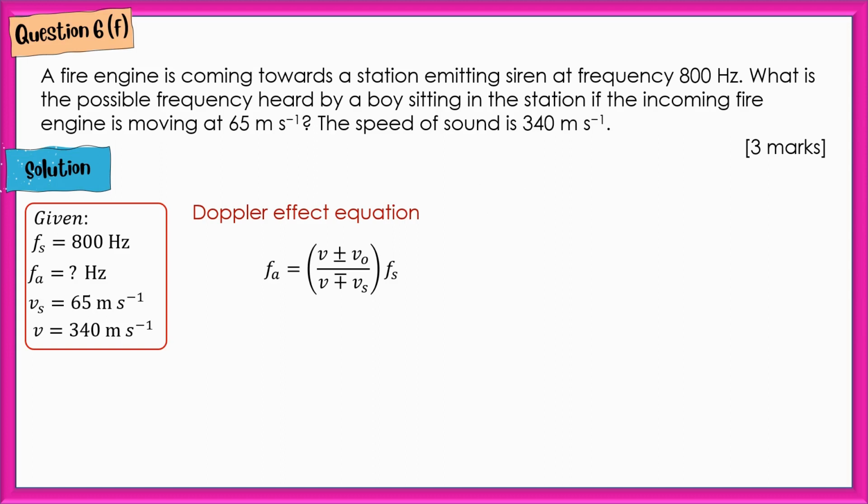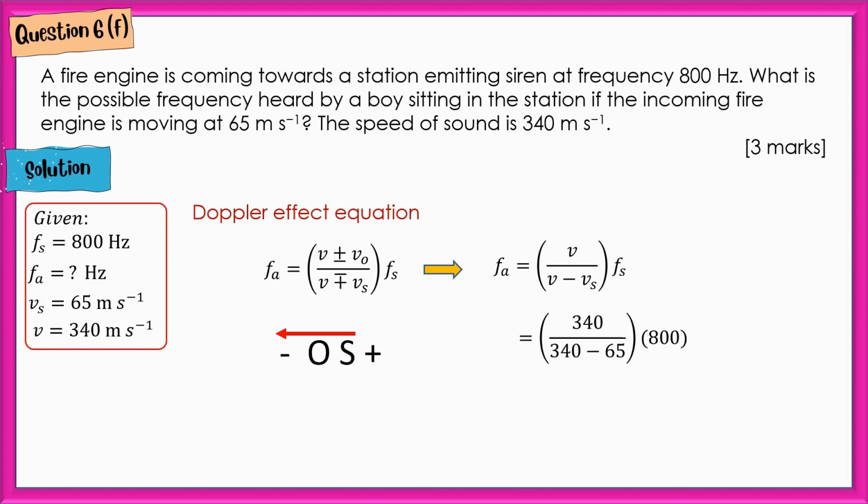And for the Vs, we refer to this concept. Vs is now moving toward the stationary observer, so the sign that we will use is negative. Because of that, the equation for the Doppler effect that we will use is Fa equal to V over V minus Vs times Fs.